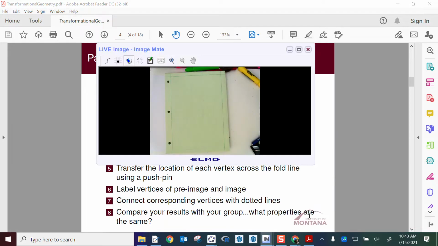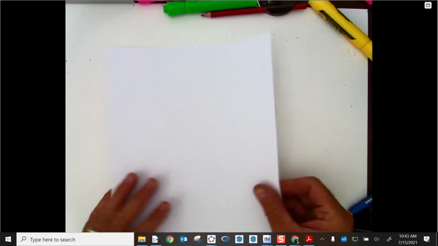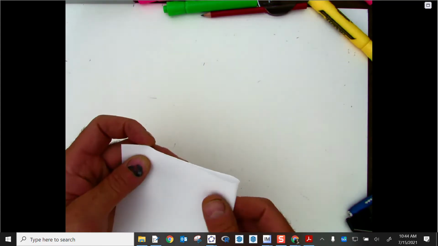So let's go ahead and switch over to the Elmo Cam, and we'll conduct this little exploration. Okay, so I have a piece of paper. I have a very dirty surface here; I'll clean it off a little. So I'll take the piece of paper and fold it the hot dog way. It seems to work best if you do it that direction.